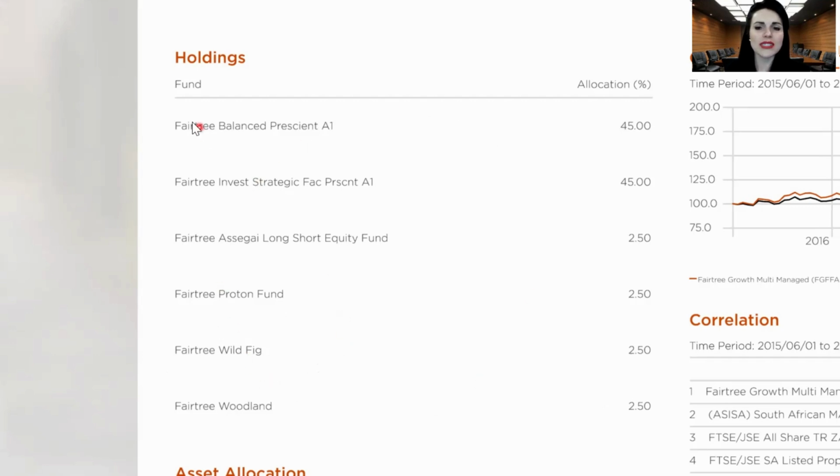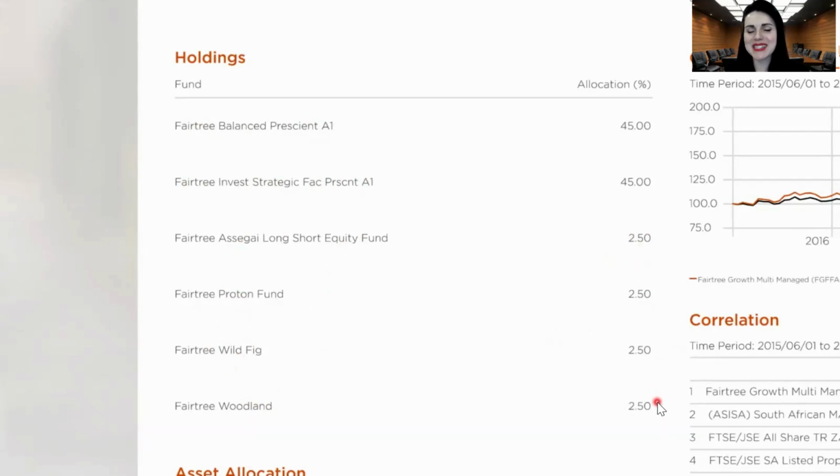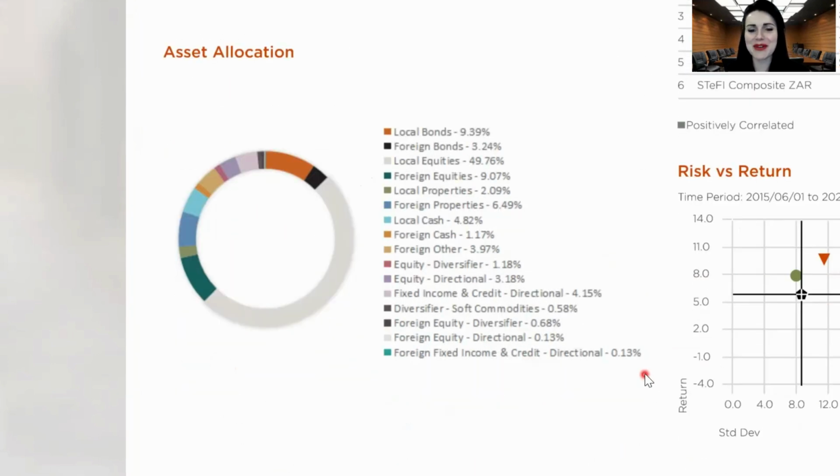Looking at the holdings, you will see here the Fairtree Balanced Prescient Fund, as well as the Fairtree Invest Strategic Factor hedge funds that we manage at Fairtree. And this, ladies and gentlemen, would be the secret weapon. It will be your specialized shoes, and it will boost your performance and give you the competitive advantage.